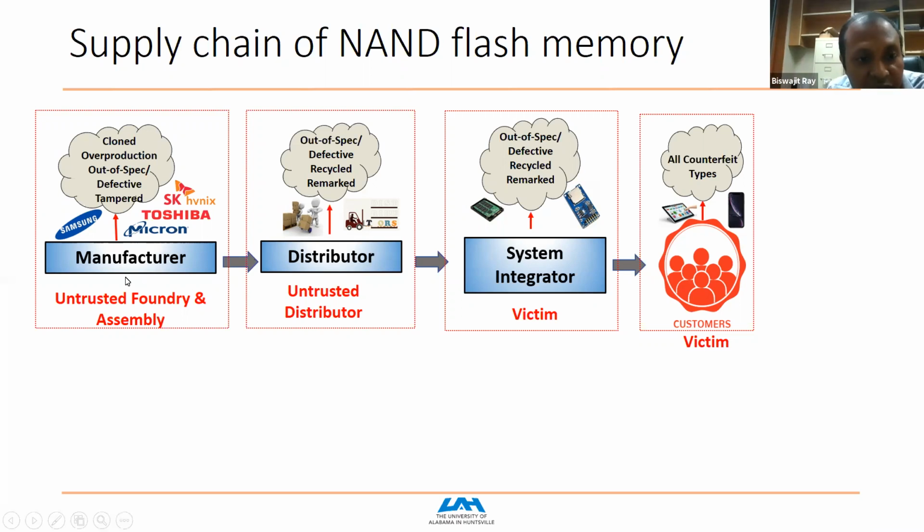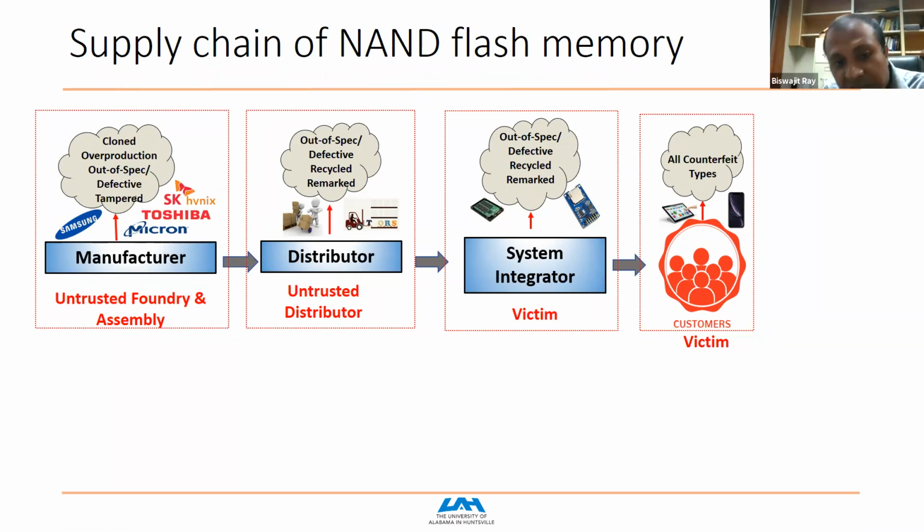Many times the manufacturer does not distribute directly, because the manufacturer produces millions of chips, and as a system integrator you may need to buy 100 or 1,000 chips. So you generally go to a distributor to buy them, and then the system integrator makes the entire system. For example, KingFast makes SSDs, and Marvell makes their own controller. So the system integrator many times becomes a victim because of an untrusted distributor or untrusted foundry employees.